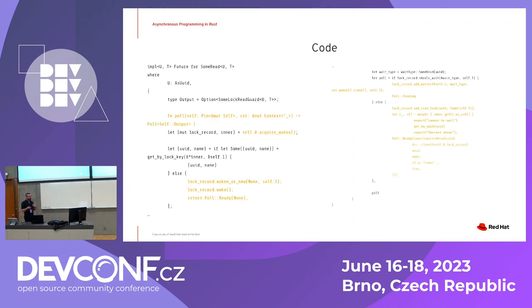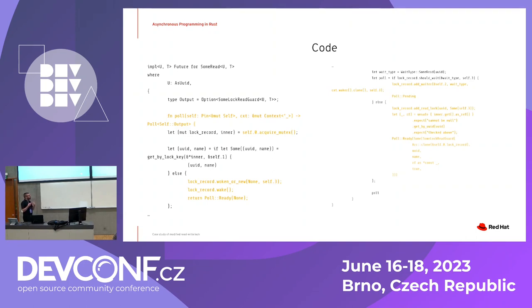It gets a little bit more interesting when we actually get to the future that we are awaiting, and that's the sum read future. I've highlighted that this is the poll definition right here, so we're actually going to see a more complicated example of implementing the poll method here for the future trait.